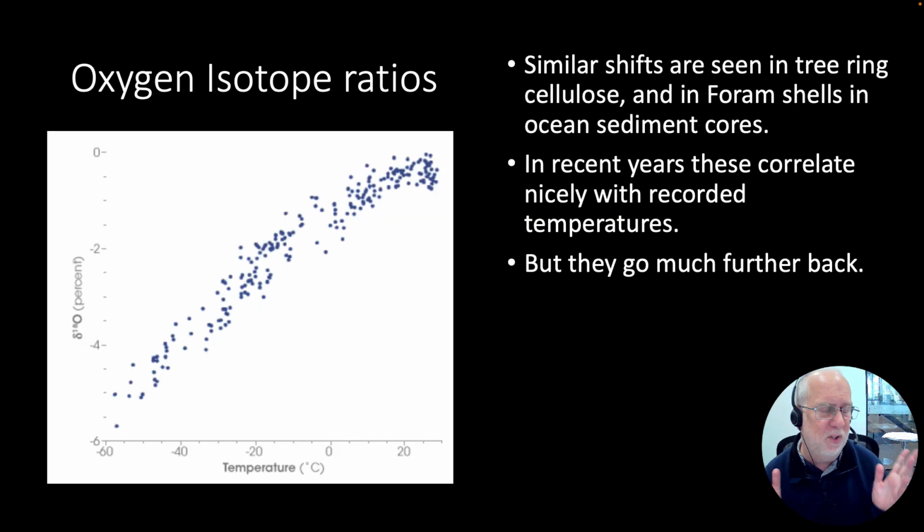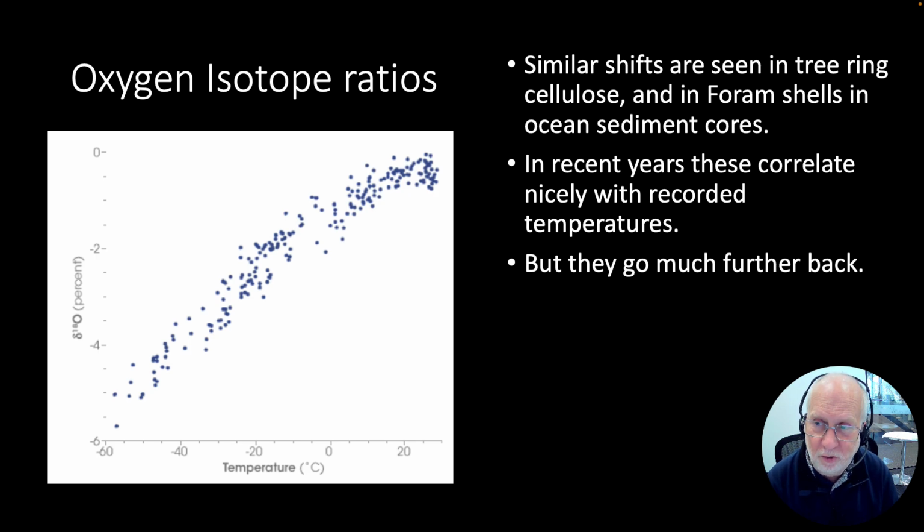And this has been seen in many cases. For example, you can look at the tree rings, and you can take the cellulose in a tree ring and measure the oxygen in that cellulose, and that will tell you what the ratio of O16 to O18 was when that particular part of the tree ring grew. And you can compare that against weather records for the last 100 years, and again you see this correlation.